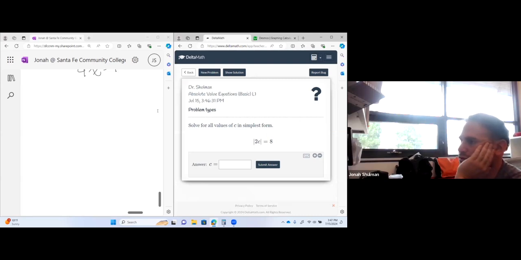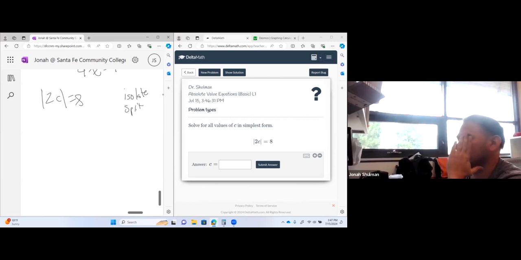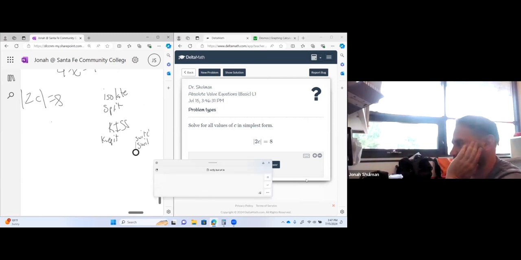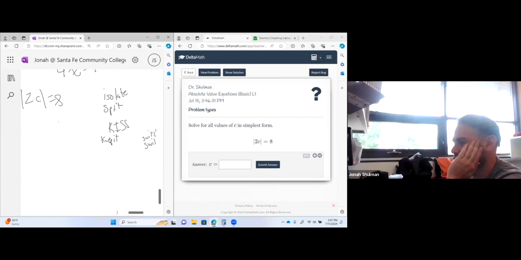So the best way to do these problems is you isolate. So to do an absolute value problem, you have to isolate, then you split it. Now, if you have absolute value problems with inequalities, you do the KISS method, where you keep the first, then you switch. I'll show you how this would be if it was an absolute value as well. So keep it switch. So let's just do the first one.